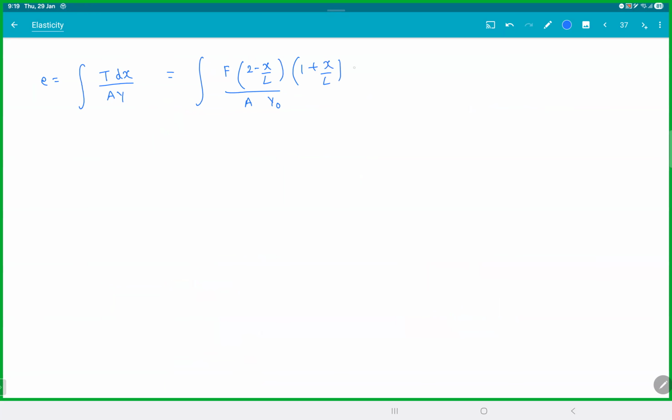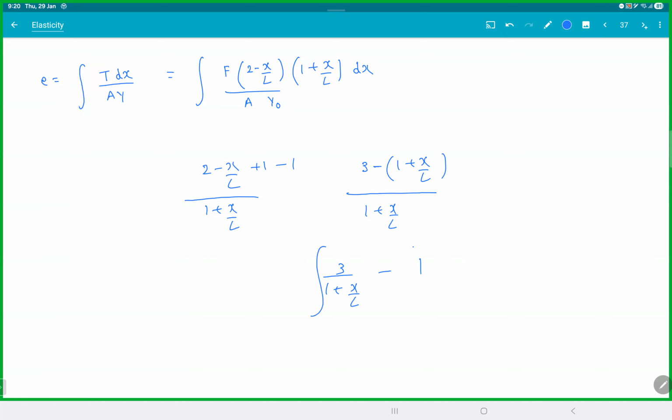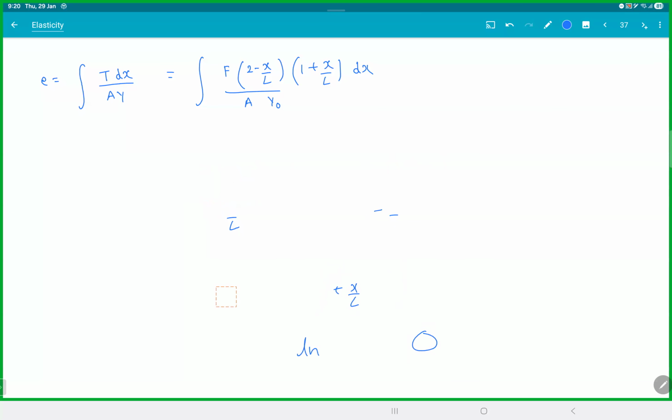That is the reason I brought everything in the numerator. If I had kept it like the previous one, you would have got 2 minus x by L by 1 plus x by L. You can solve this. You can add plus 1 and subtract 1. Then this becomes 3 minus of 1 plus x by L by 1 plus x by L. Could be done. 3 into 1 plus x by L minus 1. And then we integrate this. This will give a log term and a normal x term. So it's not a tough integration, but okay. That's more of a math part. Integrate this, you'll get the answer.